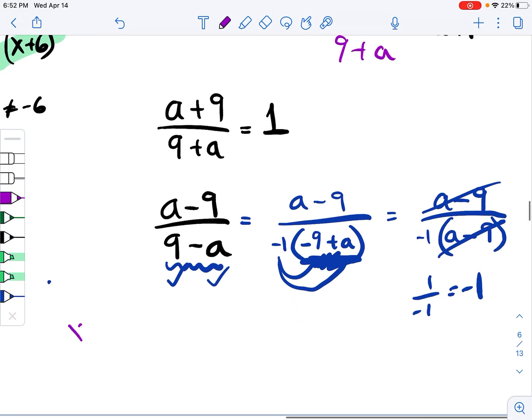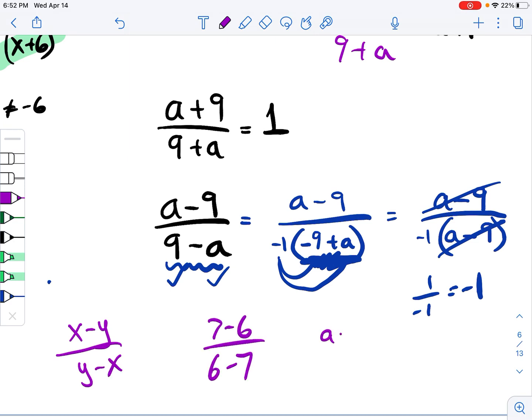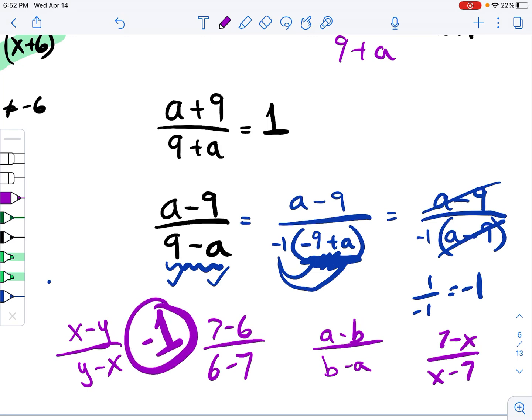And what that means is whenever you see an x minus y over y minus x, 7 minus 6 over 6 minus 7, a minus b over b minus a, 7 minus x over x minus 7, subtraction and changing the order, it's always going to be equal to a negative 1. If you're not certain, test some values or look into factoring out a negative 1 and seeing if you then can cancel.